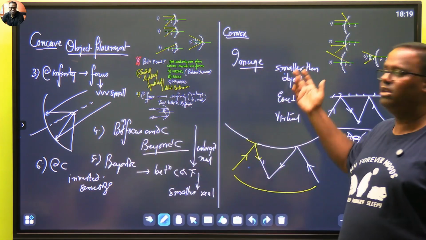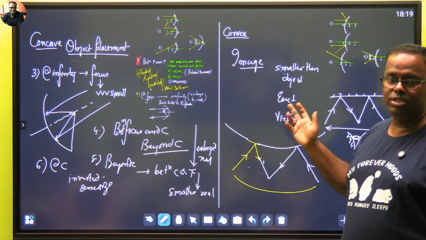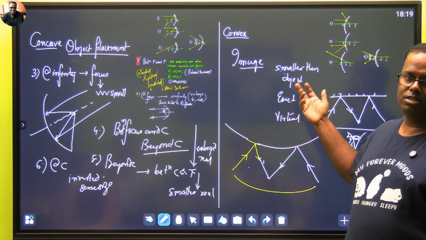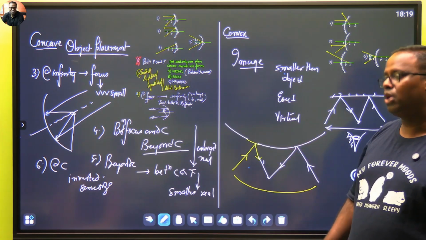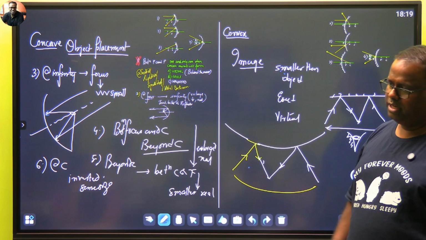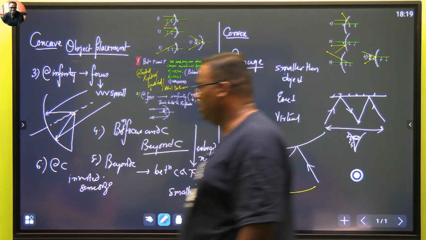Convex mirrors find their uses where? Convex mirror finds their uses in rear view mirrors, and then they also find their use in safety mirrors as well as security mirrors. Clear है? चले आगे.